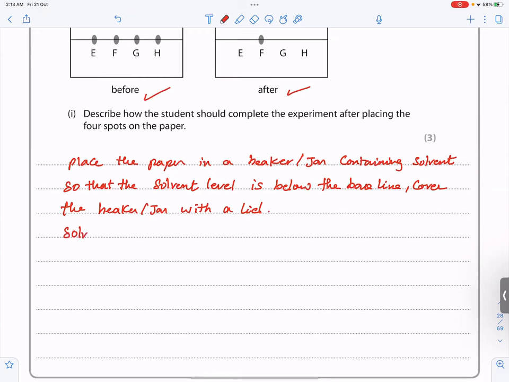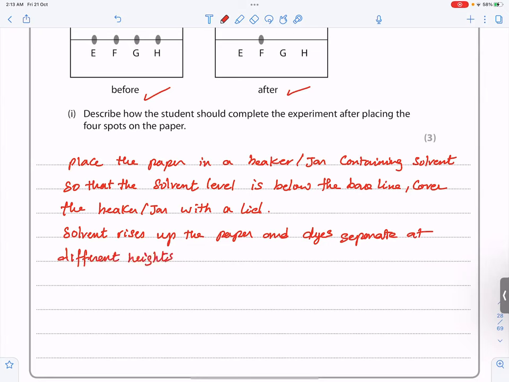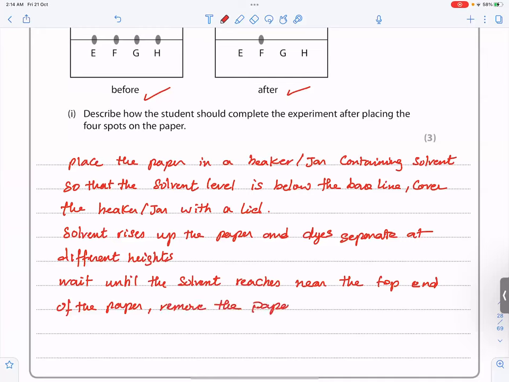المفروض السولفنت بيطلع في البيبر. Solvent rises up the paper and dyes separate at different heights. احنا بنستنى لغاية اما السولفنت يوصل قرب نهاية الورقة وبعد كده نشيل الورقة ونسيبها تنشف. يبقى wait until the solvent reaches near the top end of the paper. بعد كده بنشيل الورقة. Remove the paper and leave it to dry.